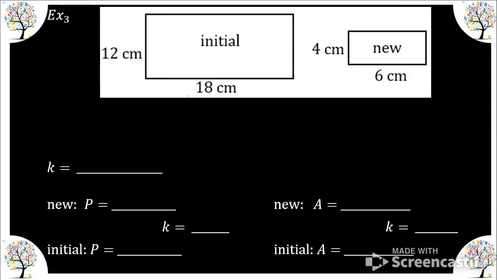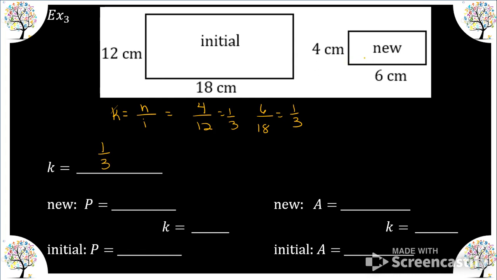Now let's take a look at a rectangle. Here's the initial rectangle and our new one. To find scale factor, we can compare corresponding parts. So we're going to start with the new, because remember it's new compared to the initial. So 4 corresponds to 12, or we could say 16 corresponds to 18. They both simplify to the same ratio, so our scale factor is 1/3.